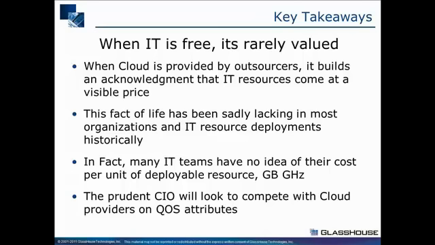And most of the organizations that I and my team work with have little idea of their per-unit deployable resource costs. Now, they certainly do know their budget, they know what they're spending, they know how much their major equipment costs, but they can't tell you the cost, the dollar per gigabyte of deployable storage, or the dollar per gigahertz of deployable compute resources. So I think the final takeaway here is that the prudent CIO will look to compete with cloud providers on quality of service attributes.